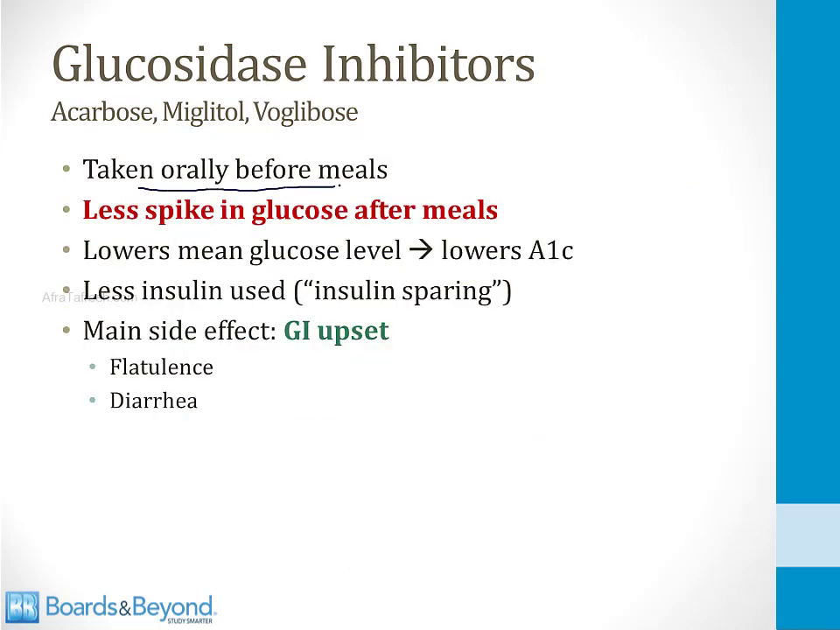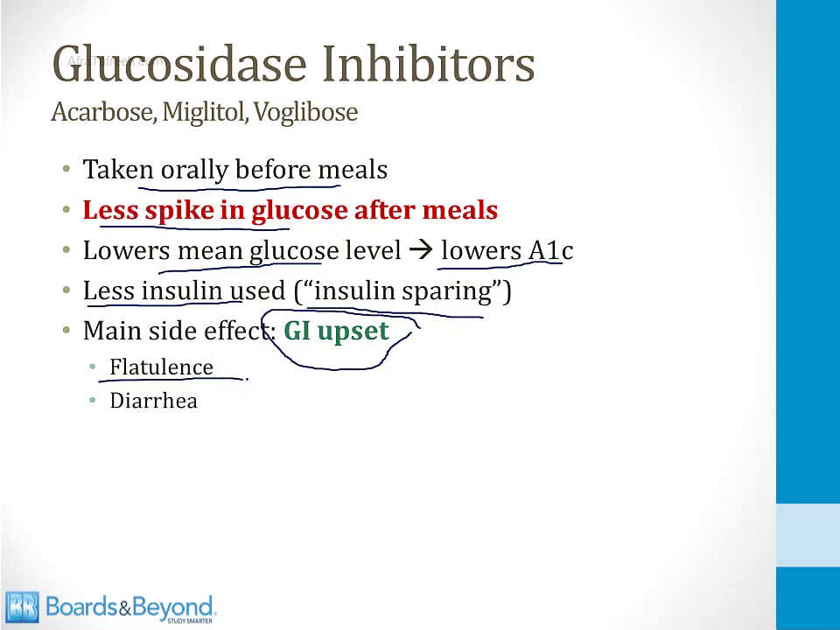These drugs are taken orally just before eating, and as a result of taking a glucosidase inhibitor, patients will have less of a spike in their glucose after meals. That's because the glucose is absorbed more slowly. This means their mean glucose level will be lower, and therefore they will have a lower hemoglobin A1C value. In addition, it means that the pancreas needs to use less insulin in order to metabolize the glucose. Therefore, these drugs are sometimes referred to as insulin sparing. And their main side effect, as you can imagine from their mechanism, is GI upset. If you don't properly absorb carbohydrates, you can develop flatulence and diarrhea just like someone with lactose intolerance.